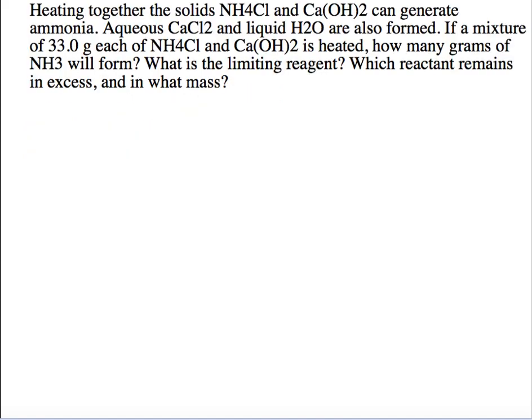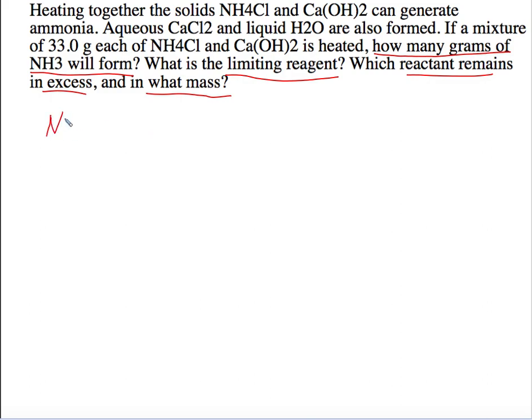All right, here's one for you. Heating together solids, ammonium chloride and calcium hydroxide can generate ammonia. Ammonia is NH3. Aqueous calcium chloride and liquid water are also formed. If a mixture of 33 grams of each ammonium chloride and calcium hydroxide are heated, how many grams of ammonia form? Question 1. Limiting reactant. Question 2. Which reactant remains in excess? Question 3. And how much? Question 4. These 4 questions I'd like you to answer on your own. I'll help you out with the chemical formula.